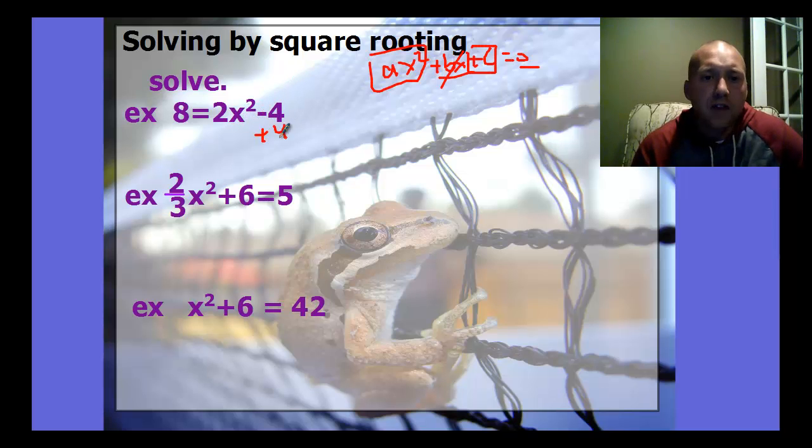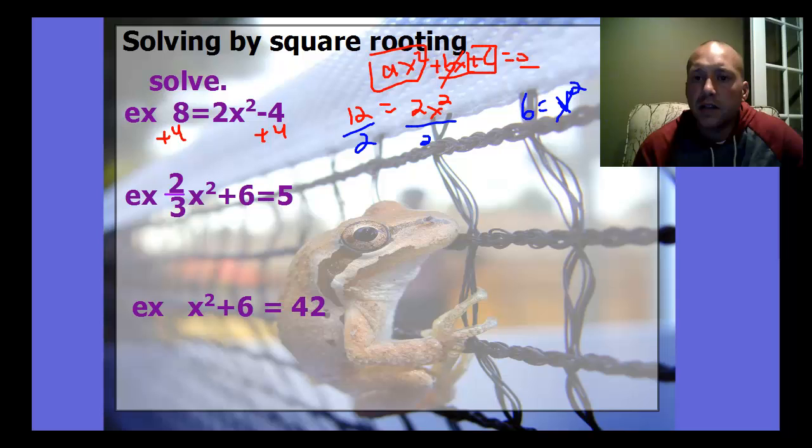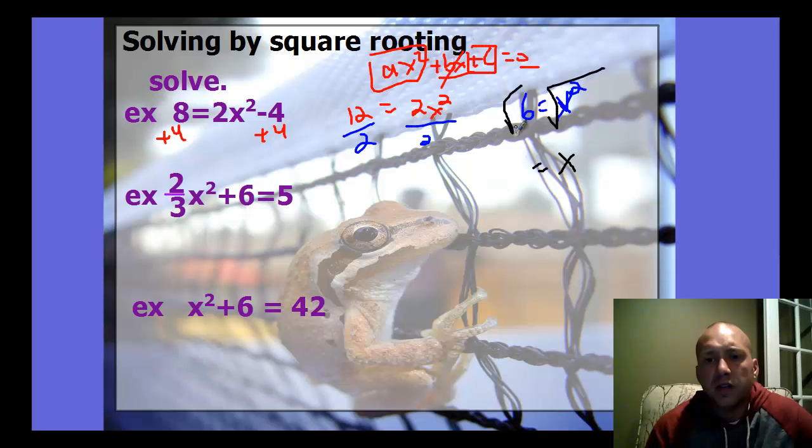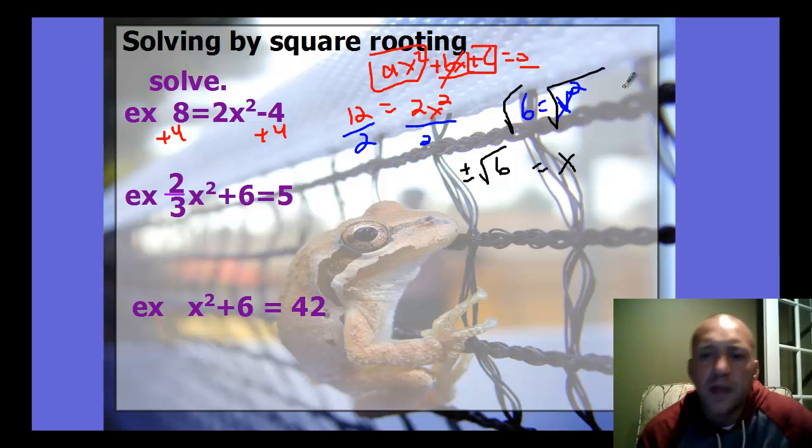So here, if we add 4 to both sides, and to do that, we need to isolate the squared term first. We need to divide both sides by 2 here. So we get 6 is equal to x squared. Now we can isolate the x by doing the inverse or opposite of squaring. The opposite of squaring is square rooting both sides. And then when we square root both sides, we get the square root of 6, but it's actually plus or minus the square root of 6. So let's talk about why that would be.